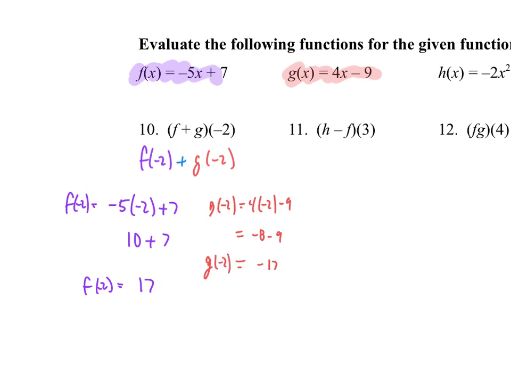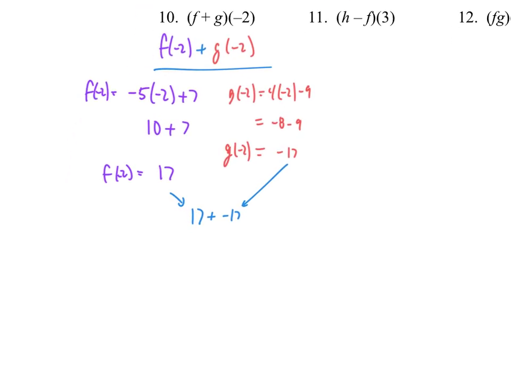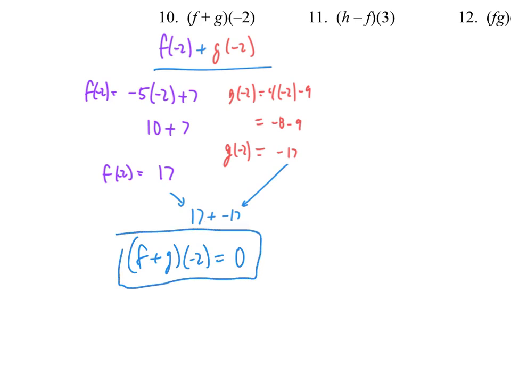And so what we said we were going to do up here was add them. So I'm going to take 17 and add it to negative 17. And so what that means is that f plus g of negative 2 equals, well, 17 plus negative 17 is 0. So when I figure out what f of negative 2 is, and what g of negative 2 is, and then when I add them, it turns out the answer is 0.